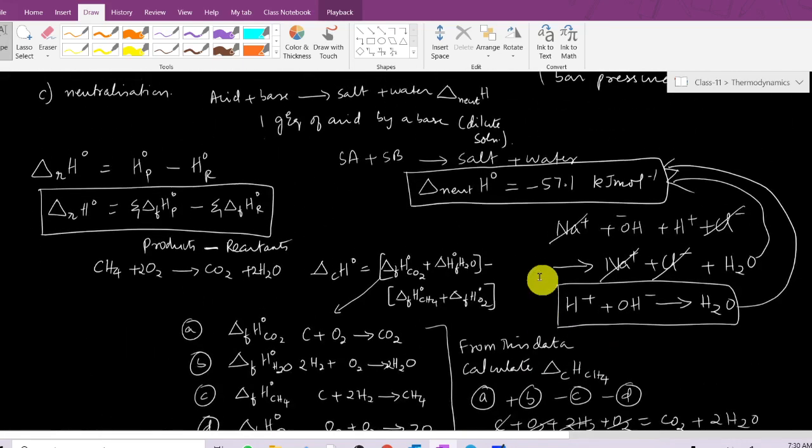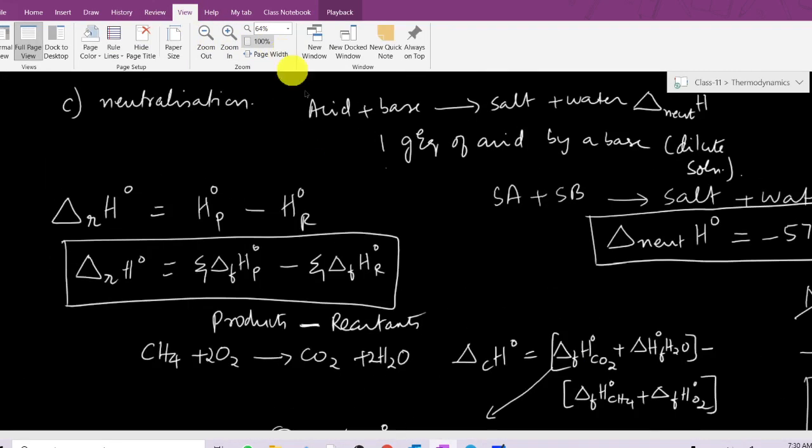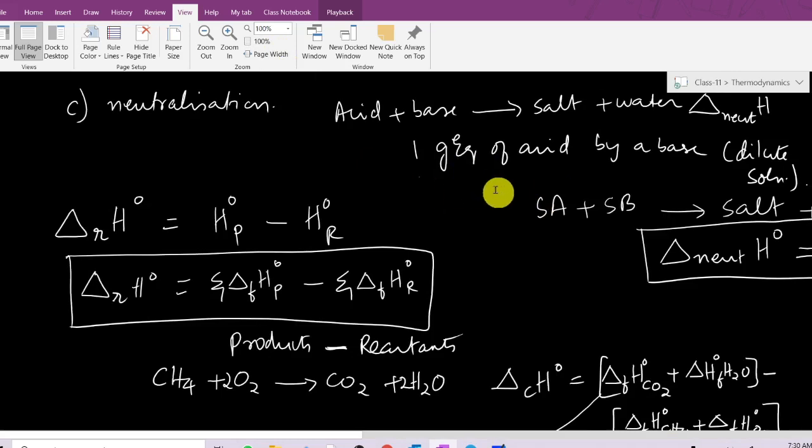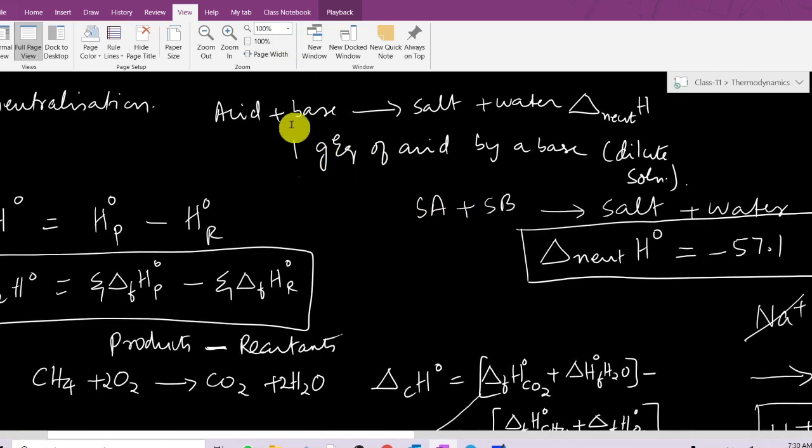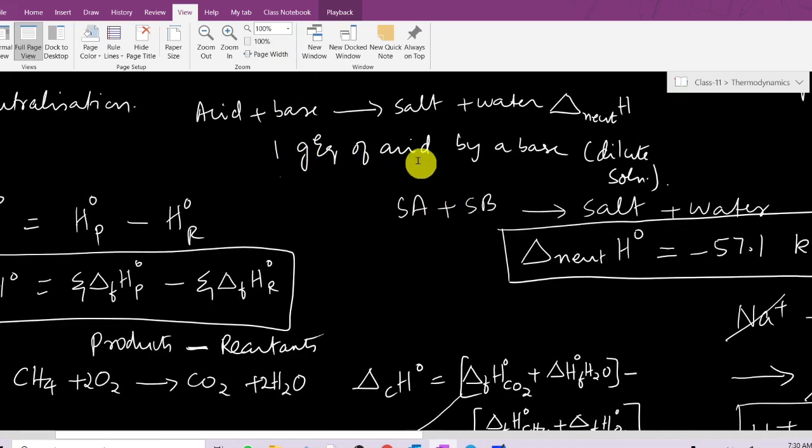Now the last one we see for today is the enthalpy of neutralization. So you know what neutralization is? Acid plus base gives you salt plus water. If you take 1 gram equivalent of an acid and neutralize it by a base, then we call the enthalpy change the enthalpy of neutralization.